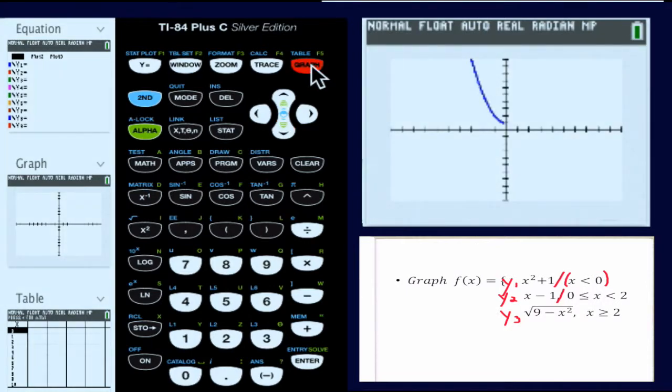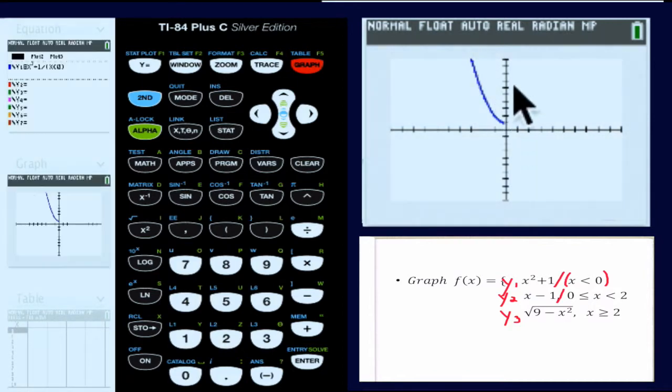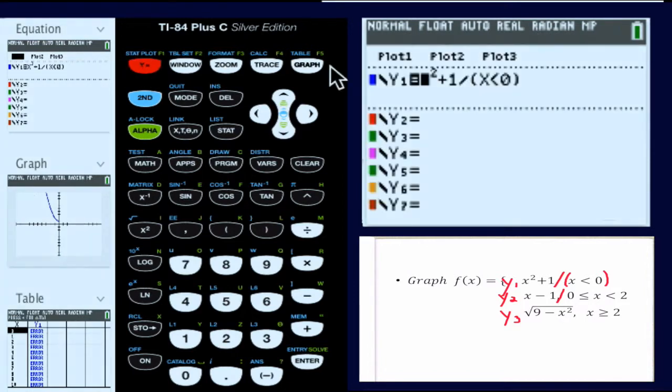So that x squared is a parabola, but we have a domain restriction where it's only going to be less than 0. So notice that we have half of a parabola. The vertex is on the y-axis, and it's only that part of it, and it's in blue. When I go back to the y equals button, the y1 is in blue. You can see the color coding. y2 is going to be in red.